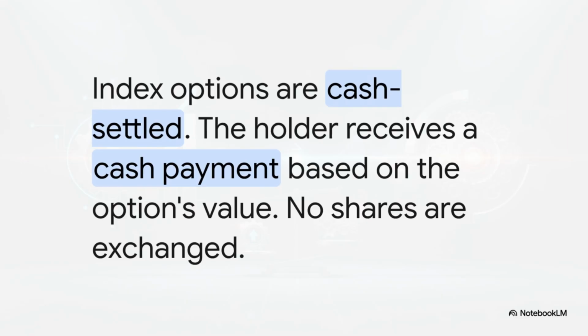And that's why index options have a totally different system. They're cash settled. When an index option gets exercised, zero stock changes hands. Instead, you just calculate the difference between the index's value and the option's strike price, and that difference is paid out in cold, hard cash. It's clean, it's simple, and you don't have to worry about ending up with shares from hundreds of different companies.